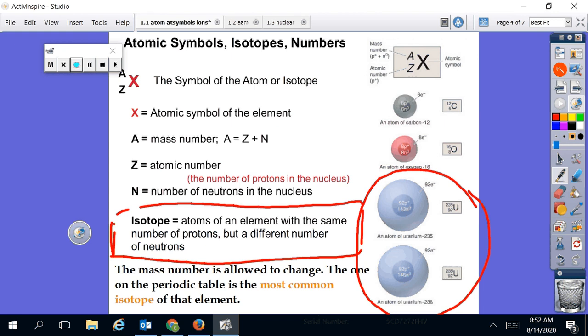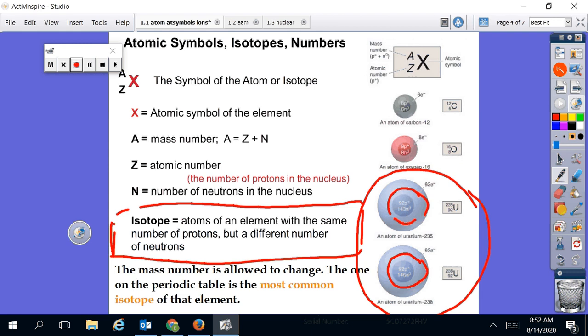Meaning, if you look at the nucleus, they have the same number of protons, meaning they're the same element, but they have a different number of neutrons. These are isotopes of each other. Okay? So the mass number can change. The mass number is just showing you one isotope of the element. Okay, and sometimes there's only one isotope. Sometimes there's several.